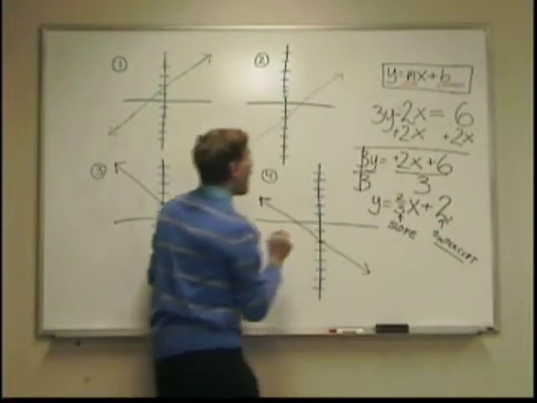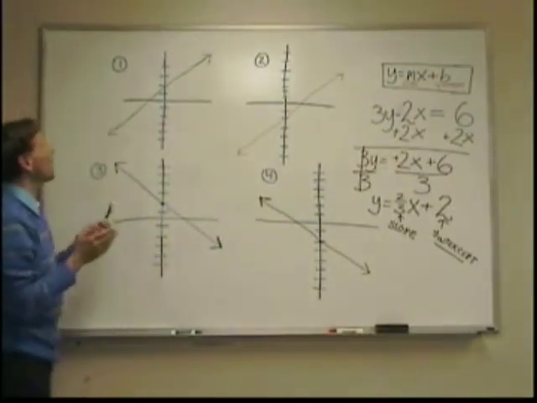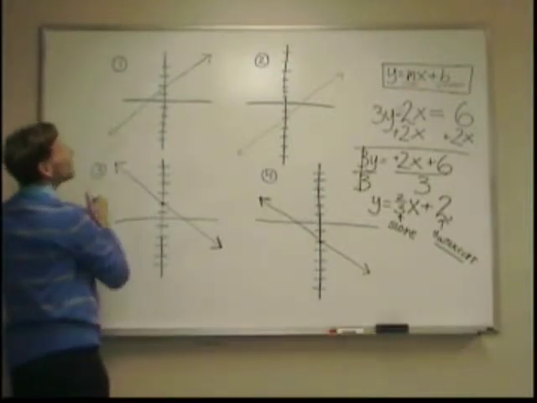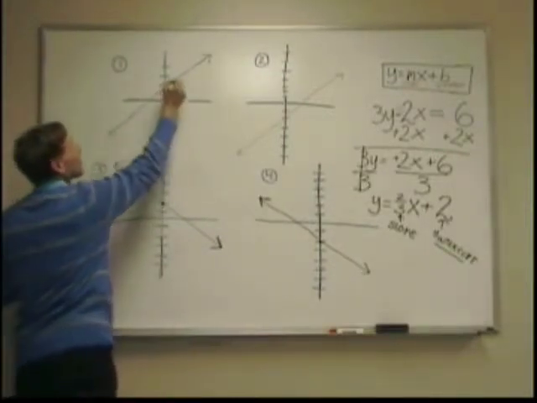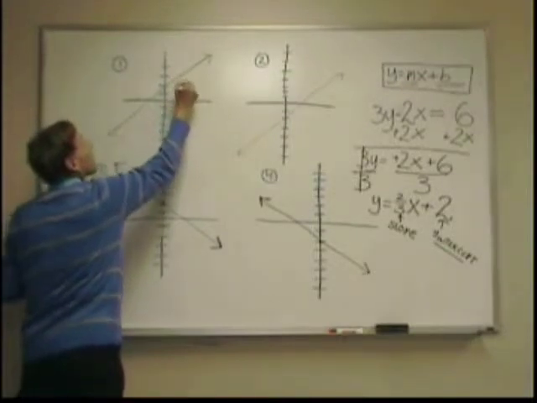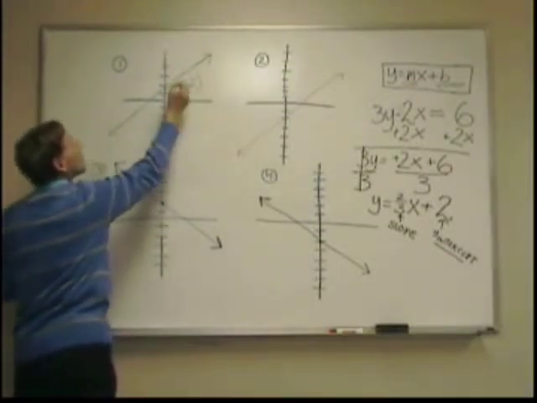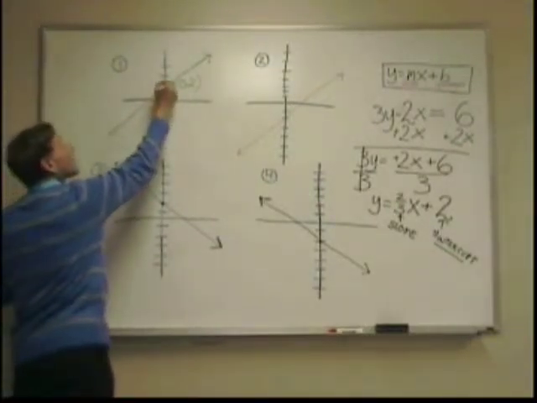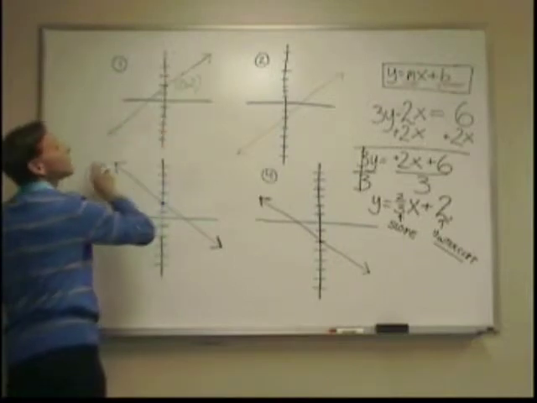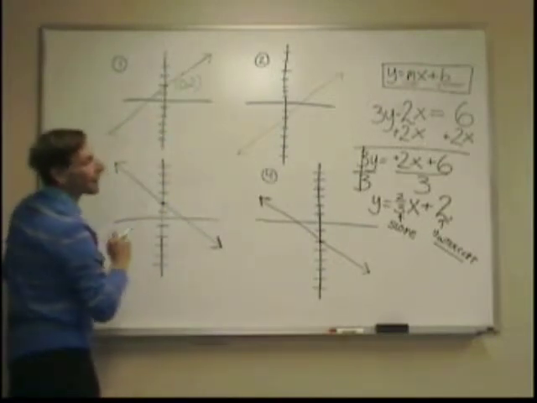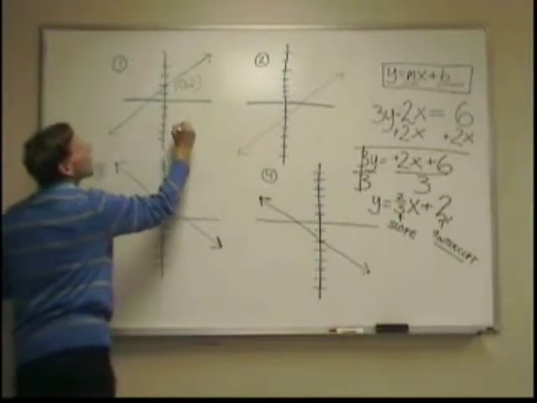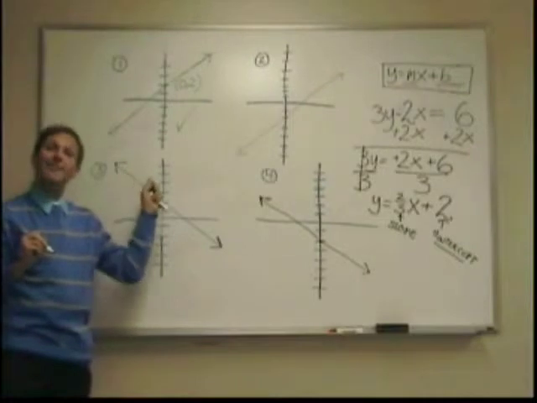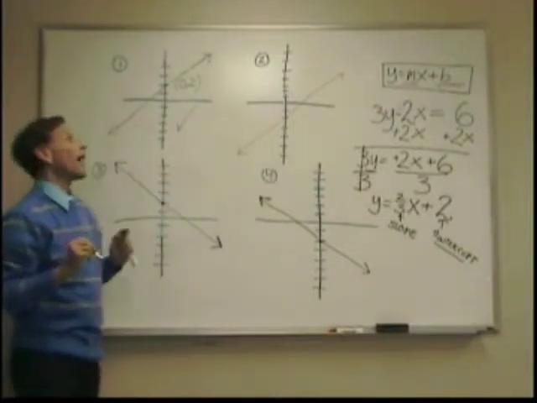Now, here's what I have to look for on my graphs. My first graph, well, it does intercept the y-axis at plus 2. This would be 0, 2, and that would be the proper y-intercept. And it's a positive slope. And I do have a positive 2/3 slope. So this one would be my correct answer. This one is the line on the graph for that equation.